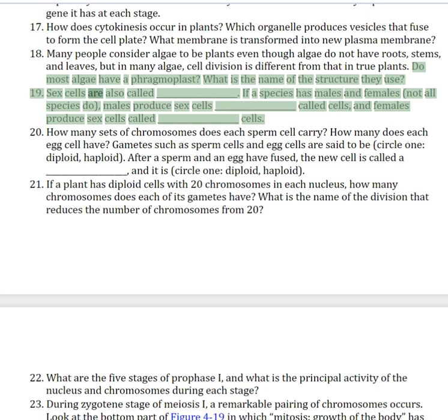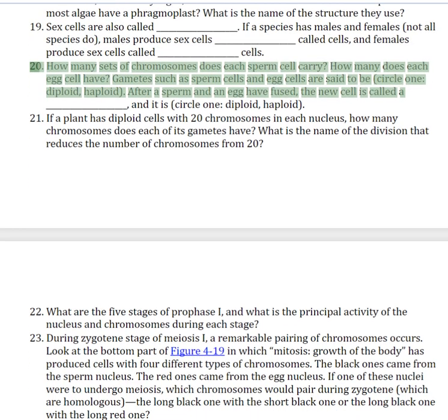19. Sex cells are also called ____. If a species has males and females, males produce sex cells called ____ cells, and females produce sex cells called ____ cells. 20. How many sets of chromosomes does each sperm cell carry? How many does each egg cell have? Gametes such as sperm cells and egg cells are said to be ____. After a sperm and an egg have fused, the new cell is called a ____.